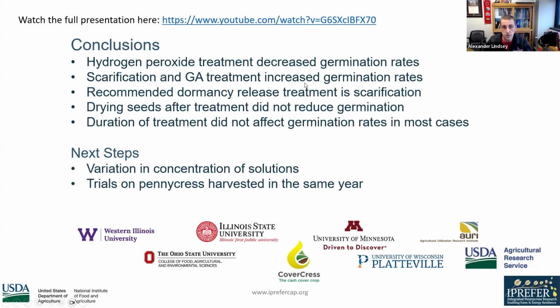Some of the conclusions here were that hydrogen peroxide was probably not a treatment we would recommend to increase germination. Both scarification and GA treatment did increase germination rates, but we need to vary the concentration of the solutions that we used, as well as the time that those seeds are exposed to that solution. We also learned that drying the seeds after treatment did not reduce germination, which means these could be viable options for use in industry as a seed enhancement practice.